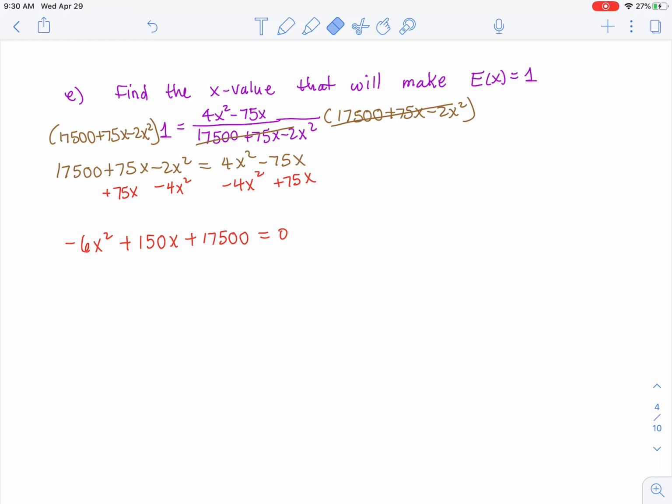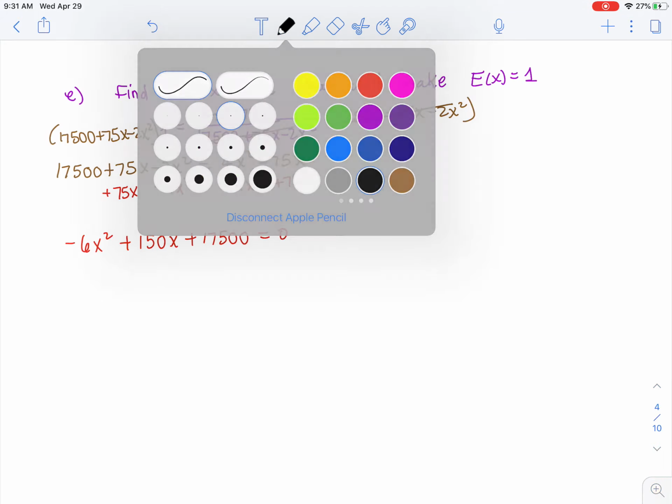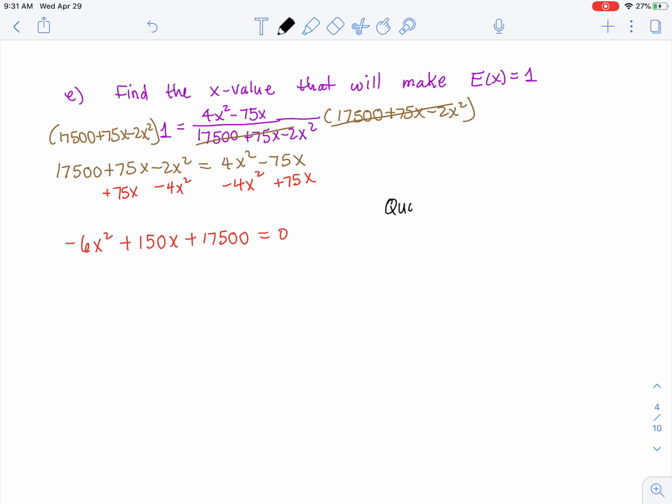Maybe when I make up your exam 3 problems tonight, I'll make sure to give you something that is at least factorable. Well, I don't know. I'll try. But okay, so it's not factorable. So I'll just do a quadratic formula here.